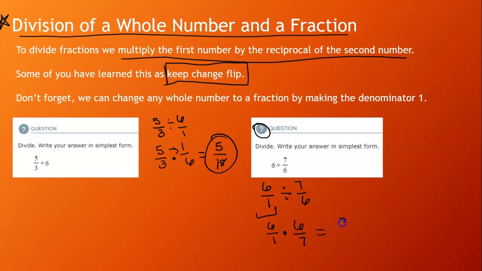So we're ready to multiply straight across. 6 times 6 is 36. 1 times 7 is 7. Make sure you've paused the video and had all this written down before we move on.